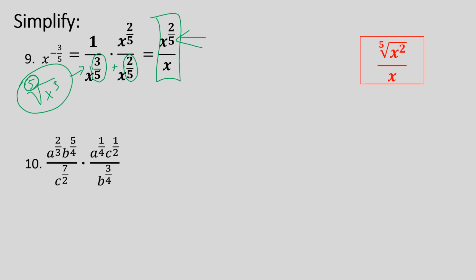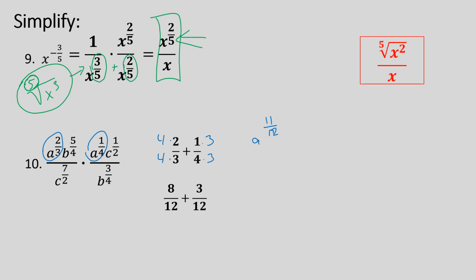Lastly, we have a bunch of different exponent rules in this problem. So a to the 2/3 times a to the 1/4. We would add these fractions together. Okay, we want to have a common denominator. So times 4 over here, times 3. We get 8/12 plus 3/12, 11/12 for the a. Oops, 11/12 that is.